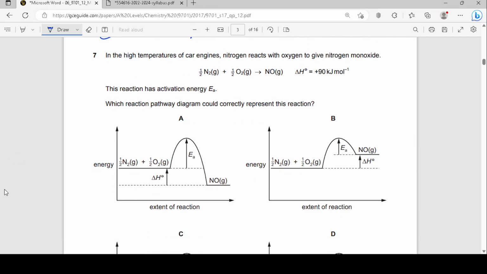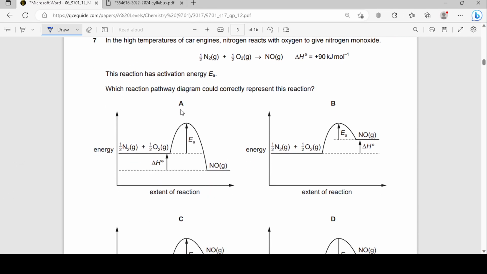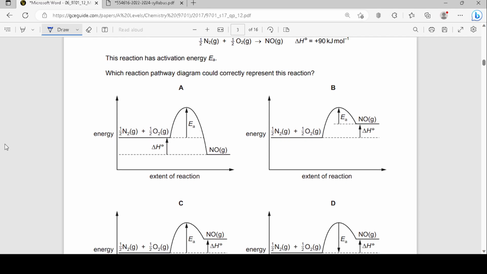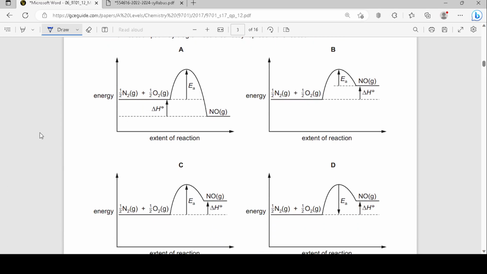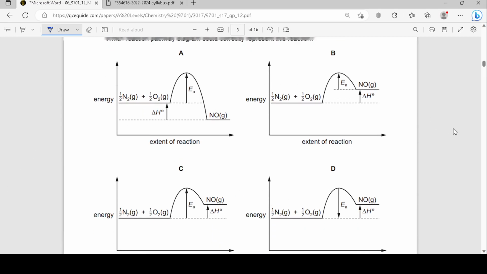So this reaction has activation energy EA. Which reaction pathway diagram could correctly represent this reaction? Okay, so since it's an endothermic reaction, the delta H arrow should be upwards, not downwards, because if it was downwards, then that would be an exothermic reaction. So first let me check if the delta H arrow is upwards, and that seems to be the case in all four of the options.